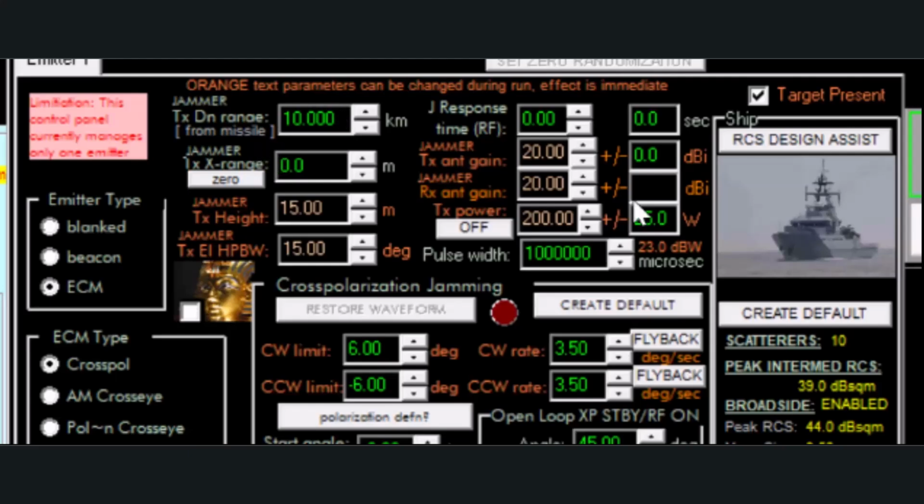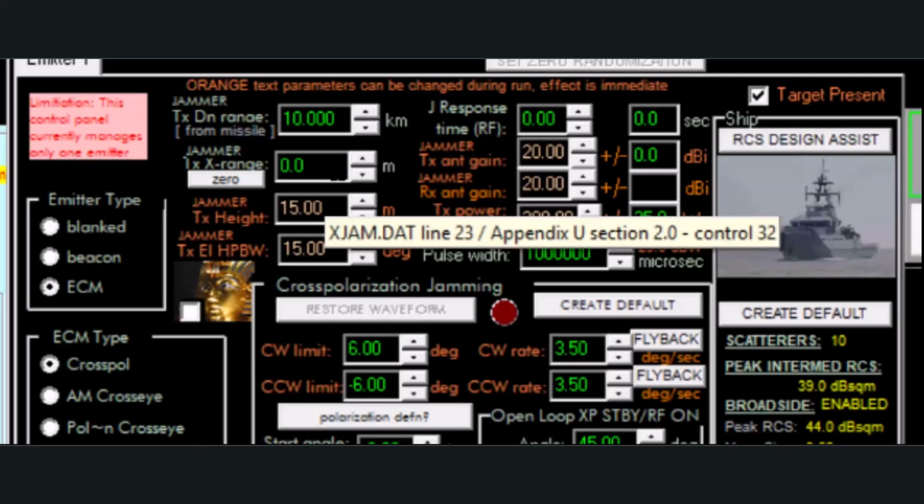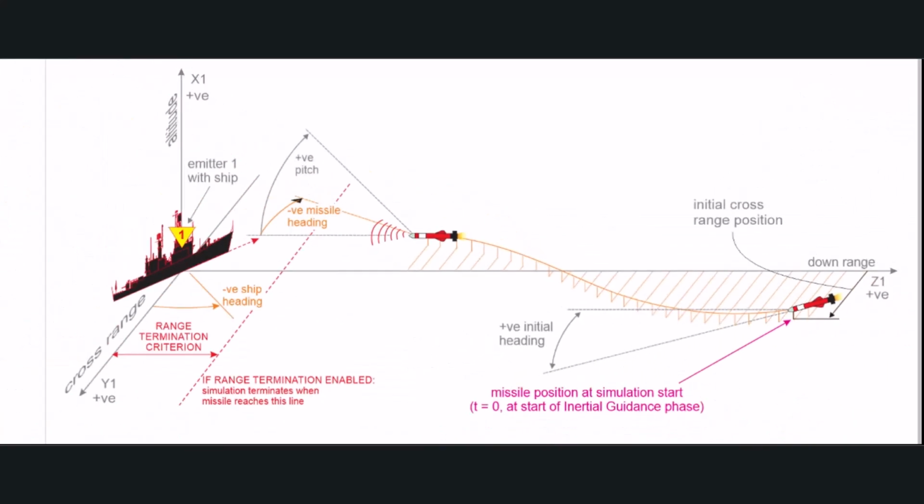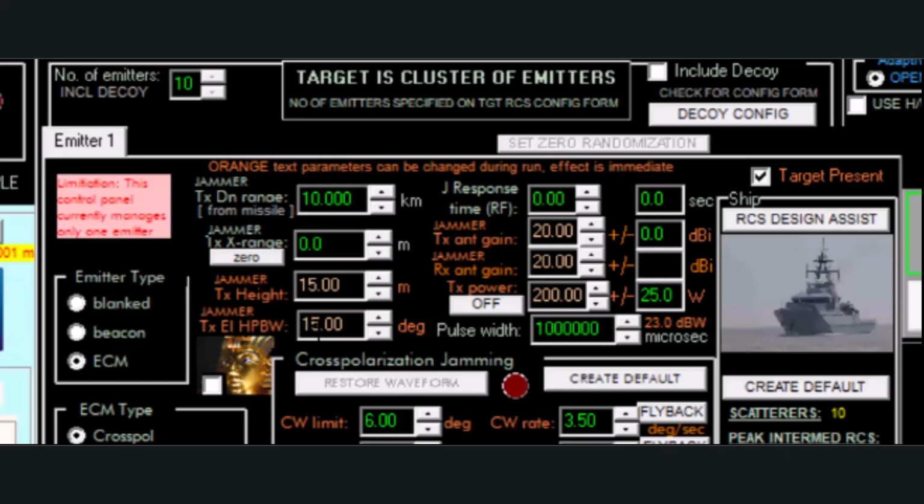Now we're talking more about the jammer. For example, what's the transmitter or the emitter downrange distance from the missile? 10 kilometers right now. What's the jammer transmitter cross range position? 0. So picture a world coordinate frame here. That one would slide the ship left and right, cross range position. And the downrange position is the start range of the missile from the ship. Ship 1 is at the origin. So that's what that means.